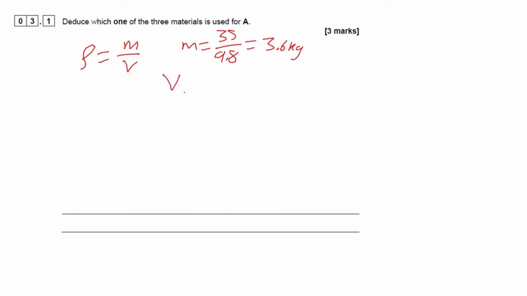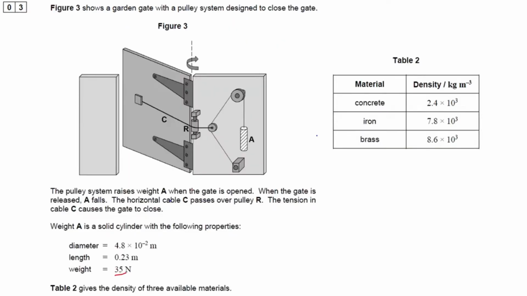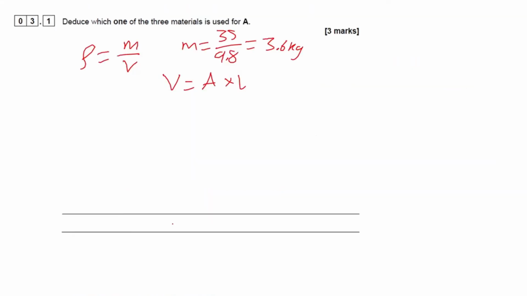The volume is found by doing the cross-sectional area times the length, and that is given, length is given as 0.23, but to get the cross-sectional area from the diameter we have to use the equation for an area of a circle. You can use pi r squared, or if you want to use diameter directly, it's pi d squared over 4. Okay. When you do that, you get a volume of 4.2 times 10 to the minus 4 meter cubed.